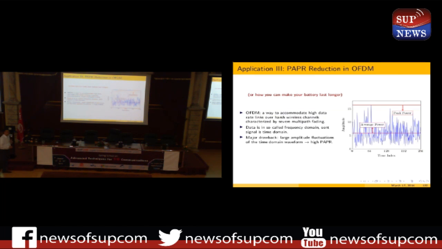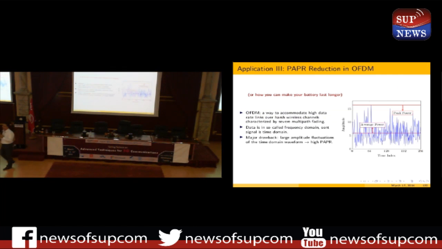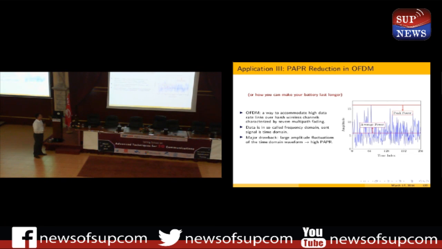In OFDM, perhaps the biggest problem in OFDM is the fact that it has a high peak to average ratio. So this is a typical OFDM signal. This is the average value of the signal, and this is the peak value. And as you can see, the difference is huge. Now, why is this problematic? It's problematic because it overwhelms the power amplifier.